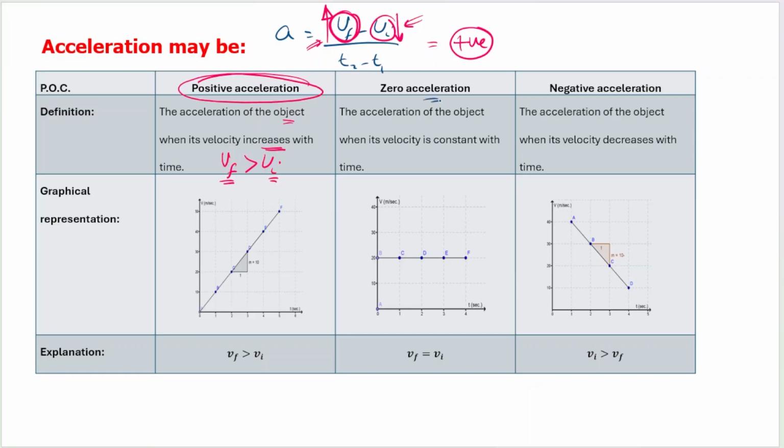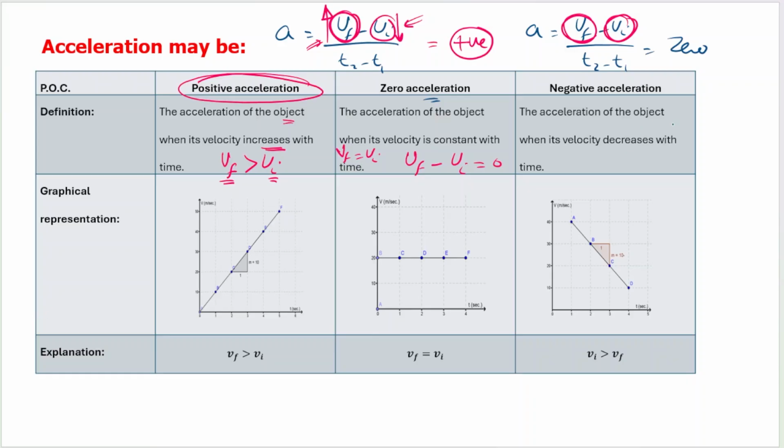When we have zero acceleration, acceleration is equal to final velocity minus initial velocity over t2 minus t1. This is zero because the final velocity is equal to the initial velocity. When you subtract a number from itself, the result will be zero.